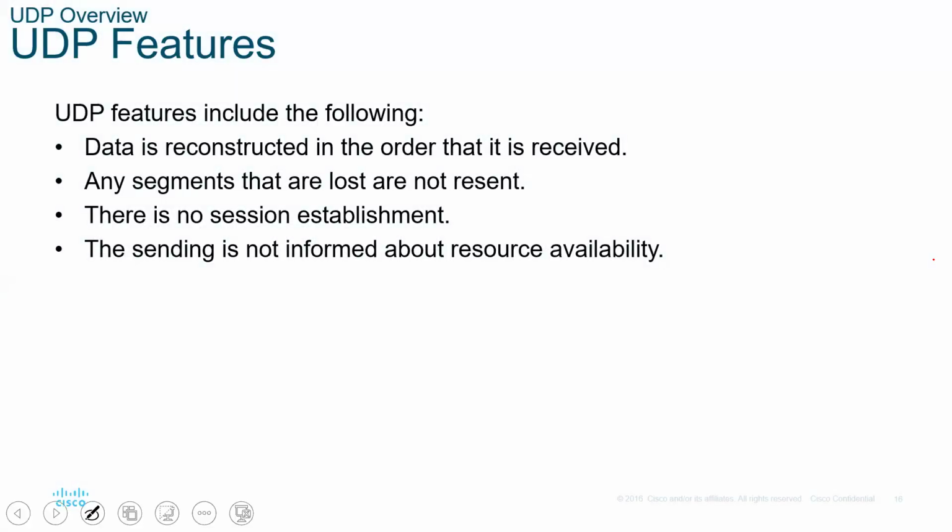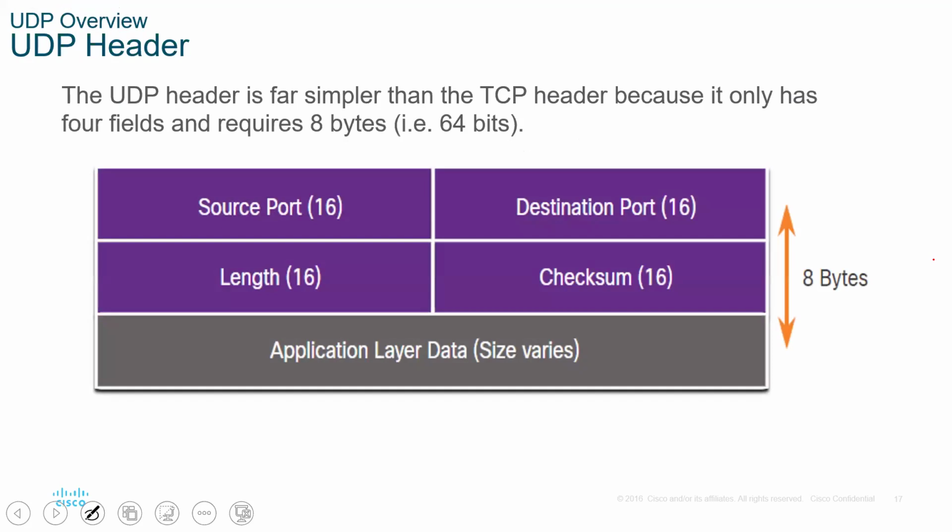Let's look at UDP. UDP has the feature that data is reconstructed in the order that it is received, and any segments that are lost are not resent, and there is no session establishment, and the sender is not informed about resource availability. So that is the issue with UDP. The header information is much smaller than that of TCP. The header only contains your source port, destination port, the length, the checksum, and then the data in question.